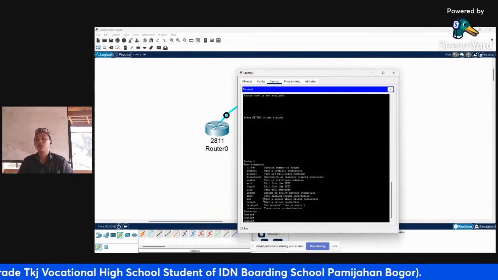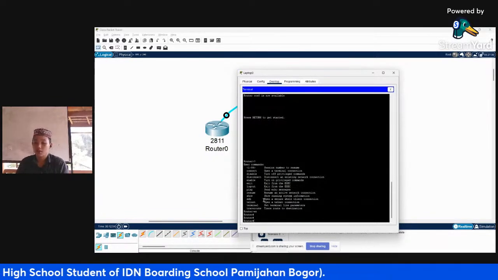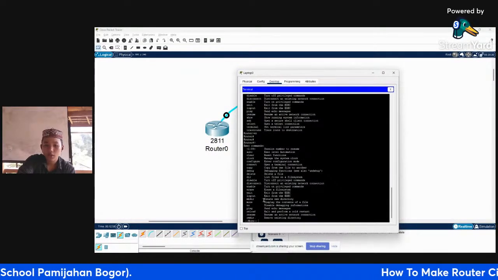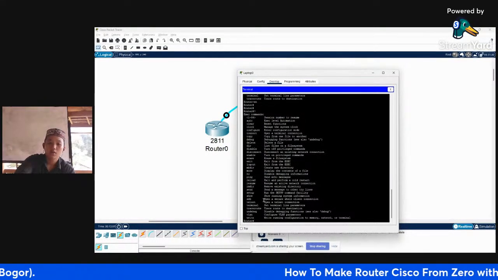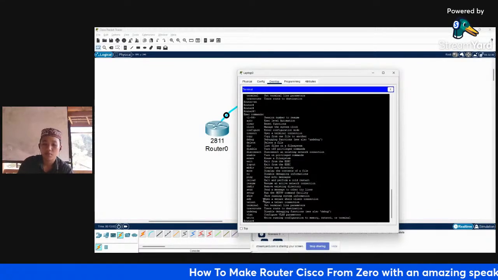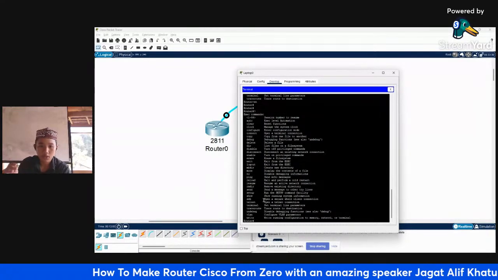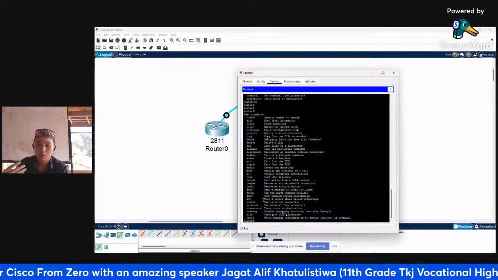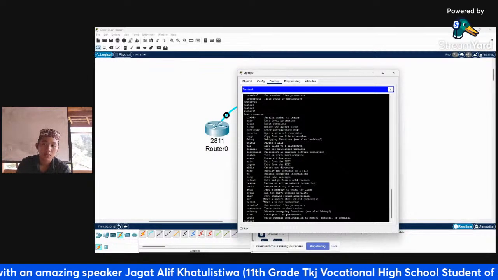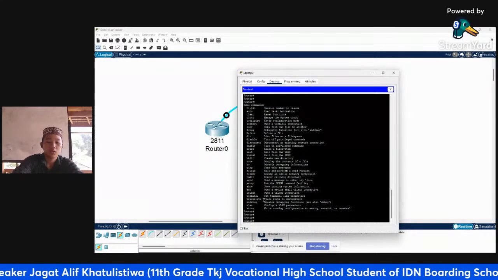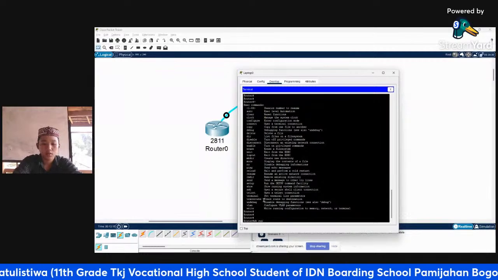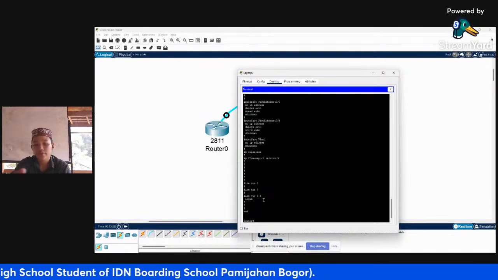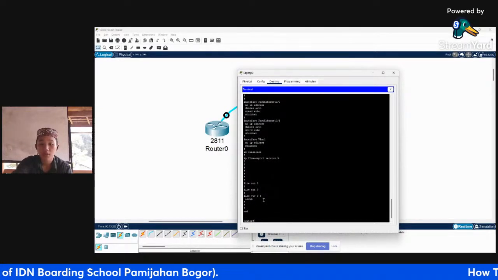Yeah, these are the privilege modes. They have the hashtag on it. If we type a question mark here, the privilege mode has more privileges than user mode. First, you can debug, and it can write, it can show, and many more. And then the important one in privilege mode is that we can use show running config, like that. We can check the basic configuration in our router.